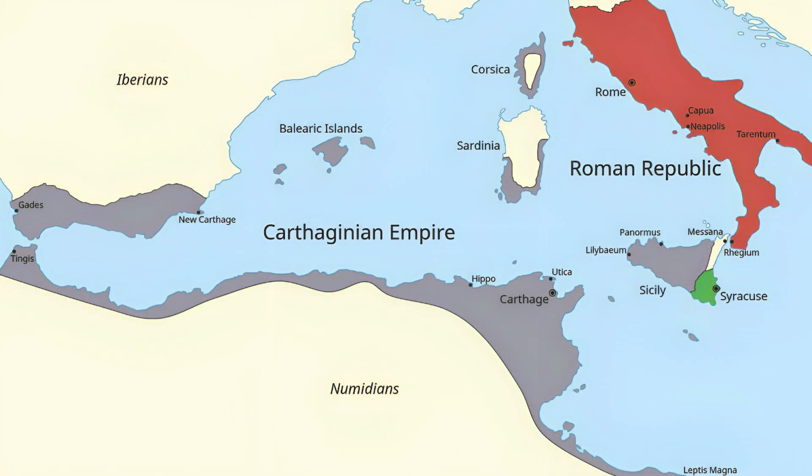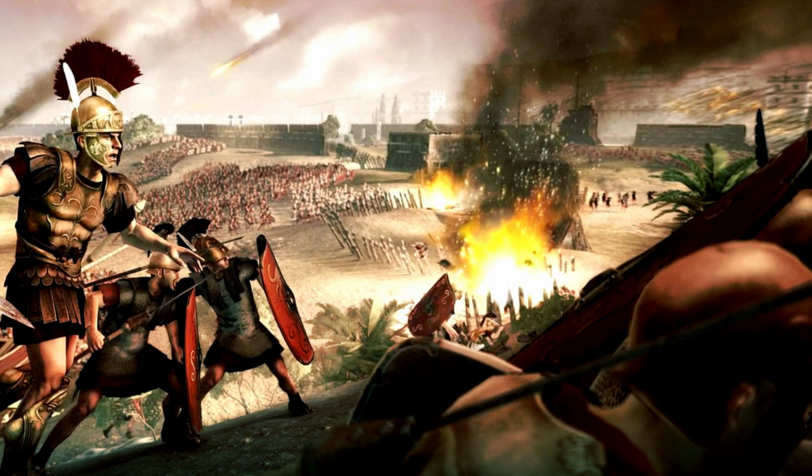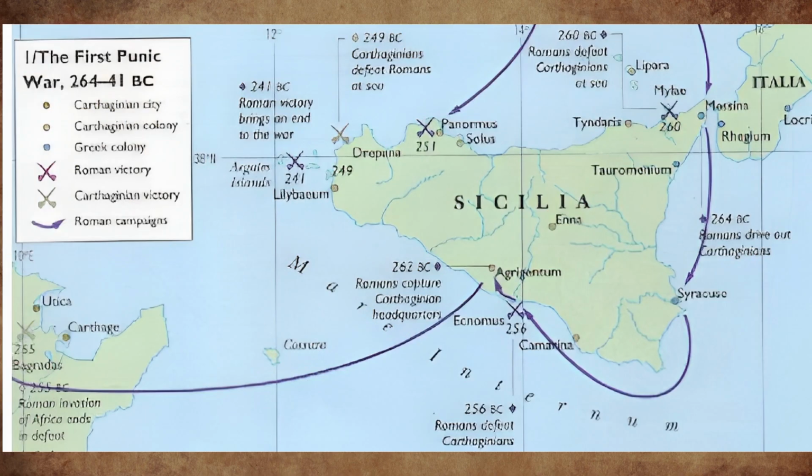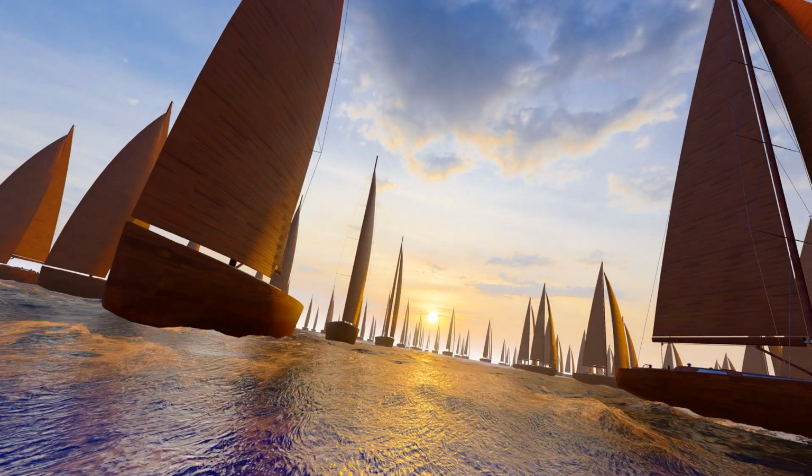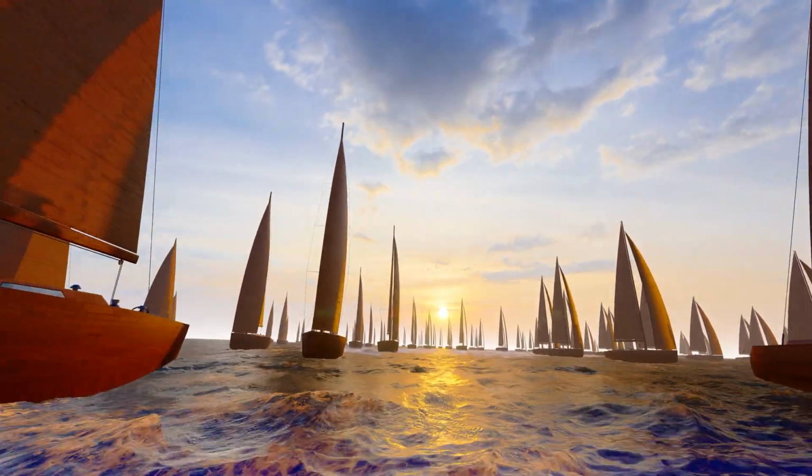The catalyst for the first conflict was Carthage's intervention in a dispute on the island of Sicily, just off the southern tip of Italy. Though Sicily wasn't Roman territory, the proximity of Carthaginian troops prompted Roman intervention, sparking the First Punic War, which endured for more than 2 decades. The aftermath of this conflict saw Rome gaining control of the strategic islands of Sicily, Corsica, and Sardinia, transforming it into a significant naval power for the first time.